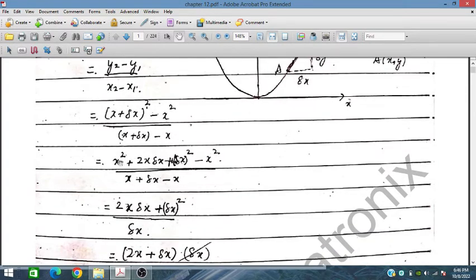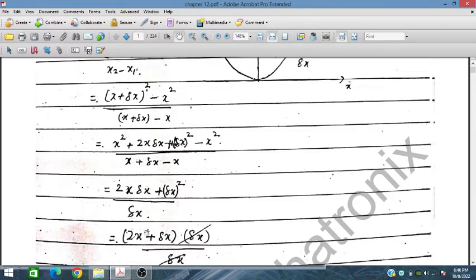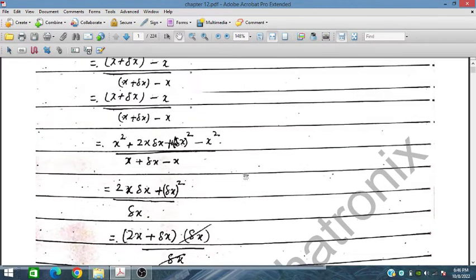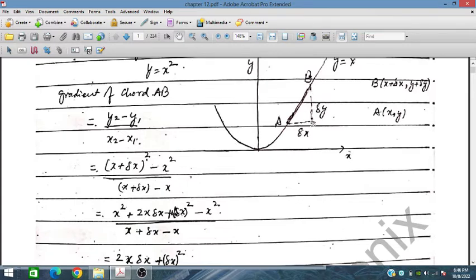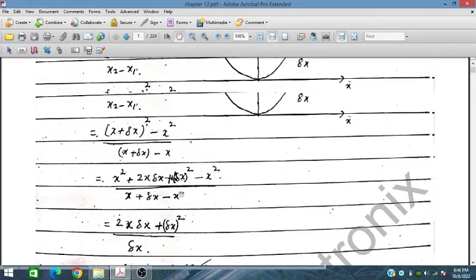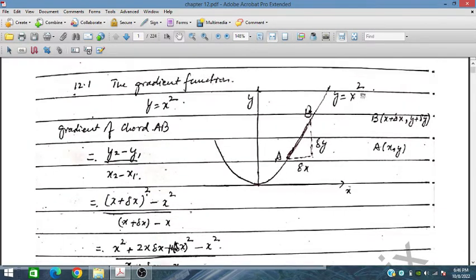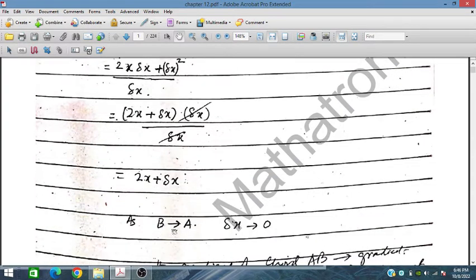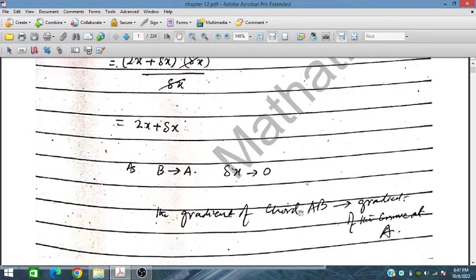The x square cancels out with x square, and we are left with 2x delta x plus delta x square, and at the denominator we have delta x. On further simplification, we have 2x plus delta x. Now we consider that delta x is very small. Then point B will converge to point A. If B is very close to A, then delta x tends to 0, and the differential becomes 2x. So as B converges to A, delta x is equal to 0, and the chord AB becomes the gradient of the curve at point A.